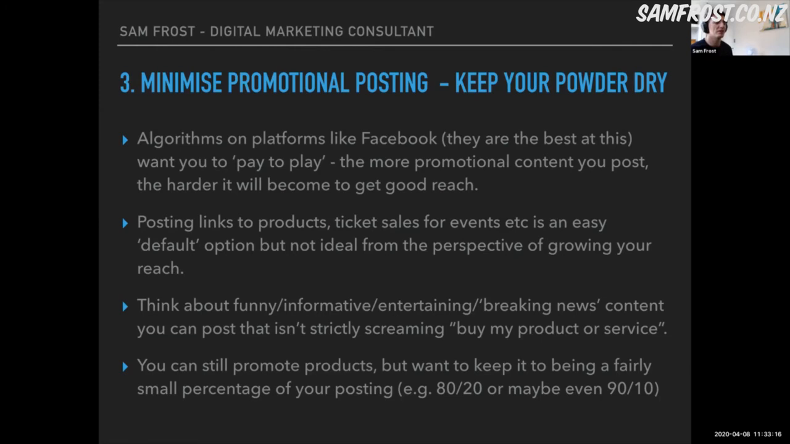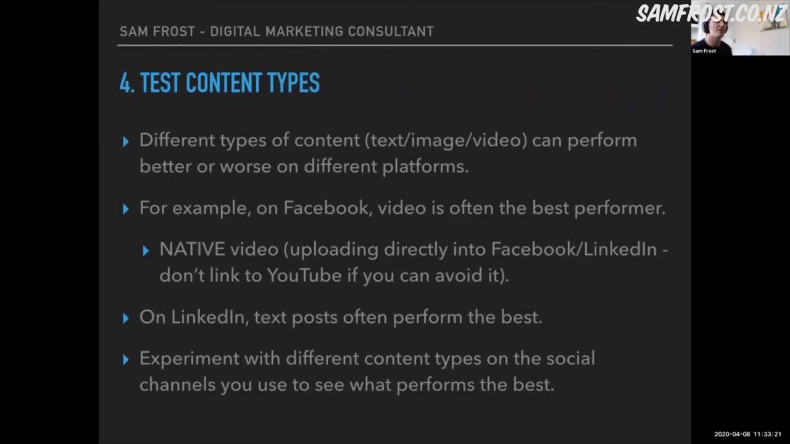Hope that helps. So moving on to the next piece, another thing we want to do is look at testing different types of content. Different social channels, different types of content will perform better or worse on them. For example, on Facebook, video is generally one of the best performers.